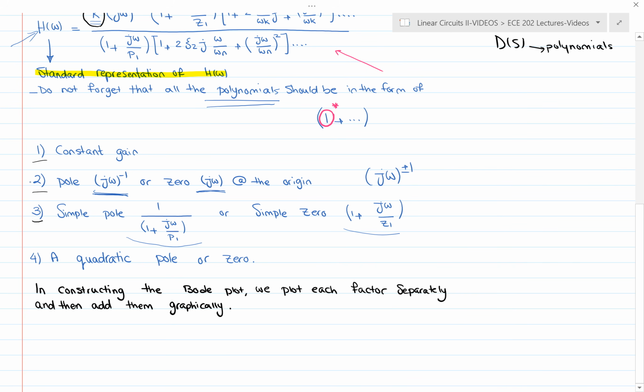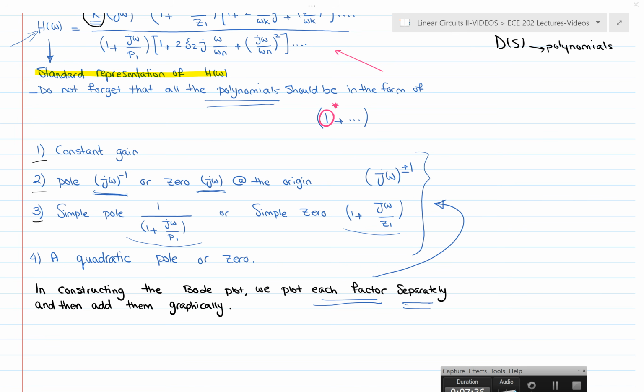So we have to use these factors in order to draw the Bode plot. How? As I have written here, in constructing the Bode plot, we plot each factor, by which I mean these factors here, separately, and then add them graphically. So in the next video, I'm going to talk about how we can draw each of these factors separately for the magnitude and the phase plot. And then I'm going to add them graphically in order to have our Bode plot, both the magnitude Bode plot and the phase Bode plot. So I'm going to talk about this further in the second part of the video. Thank you.